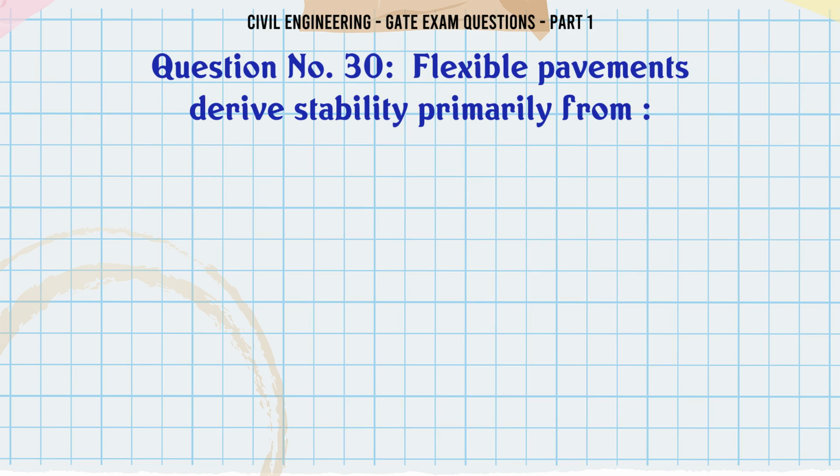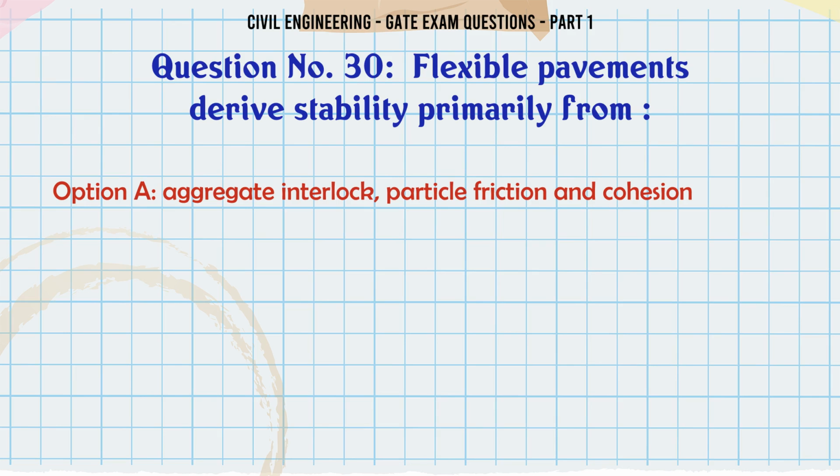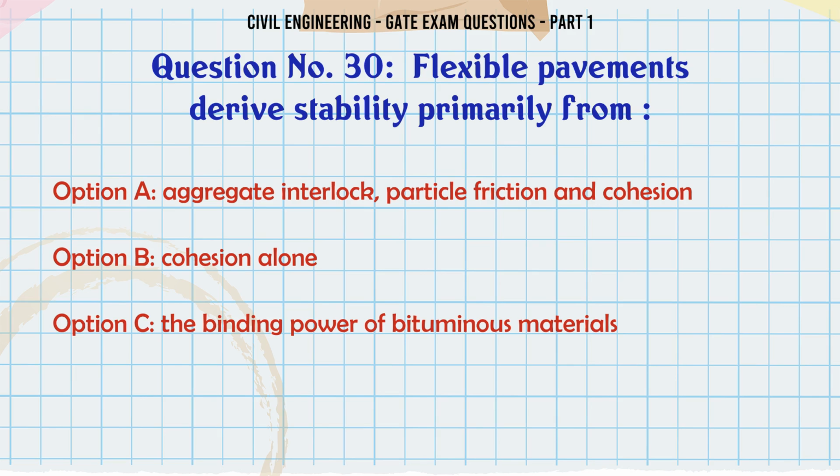Flexible pavements derive stability primarily from: A. aggregate interlock, particle friction and cohesion, B. cohesion alone, C. the binding power of bituminous materials, D. the flexural strength of the surface course.